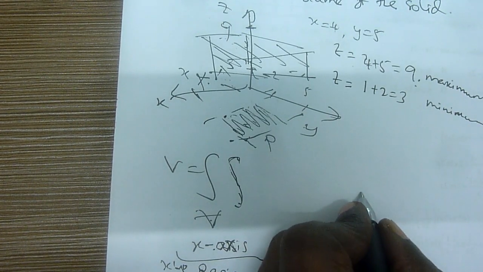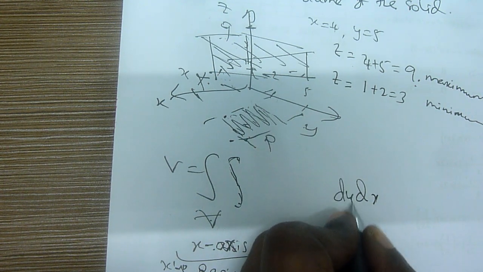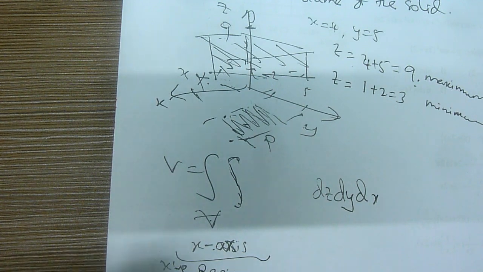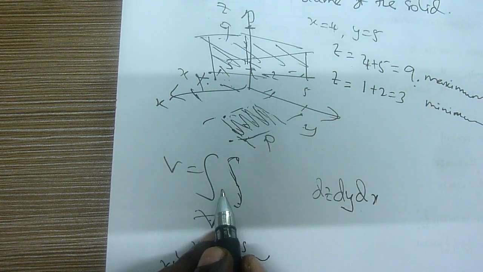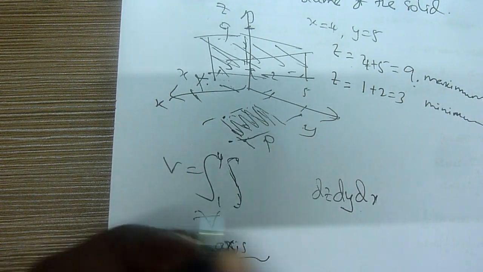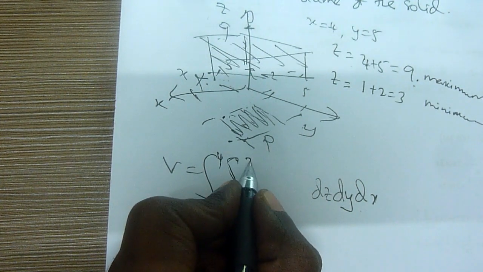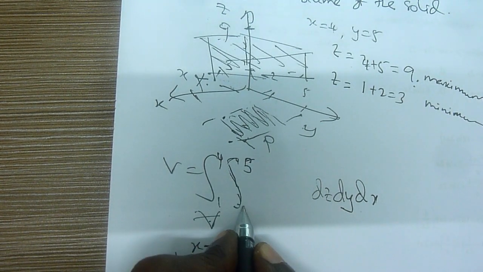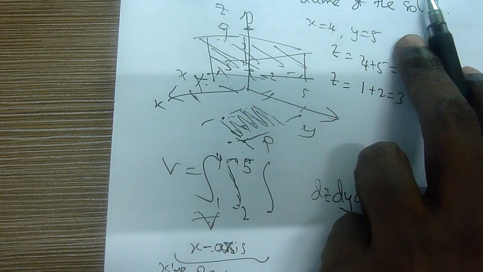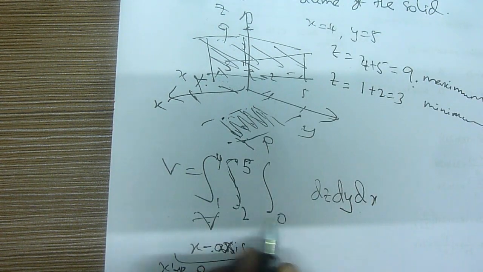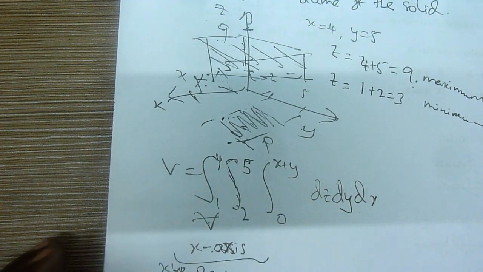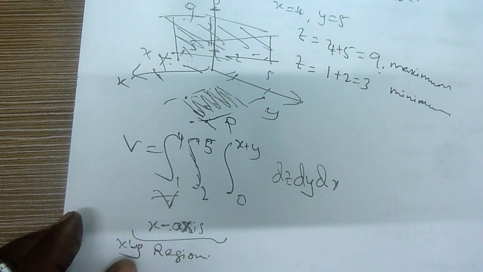Therefore, first is dx, second is dy. Then only it's going to be dz, of course, right? Now, what is x here? X is 4 to 1. And what is y? Y is 2, 5. Always remember, 5, 2. What about z? Z is very clear. 0 is below, and on the top is x plus y. With that, can I calculate?